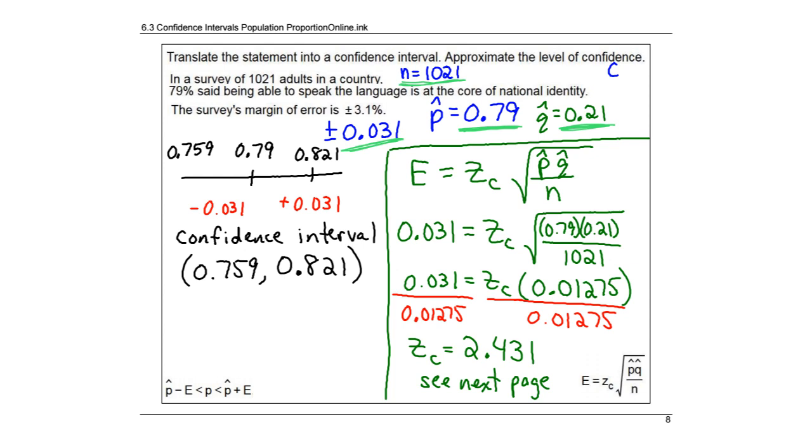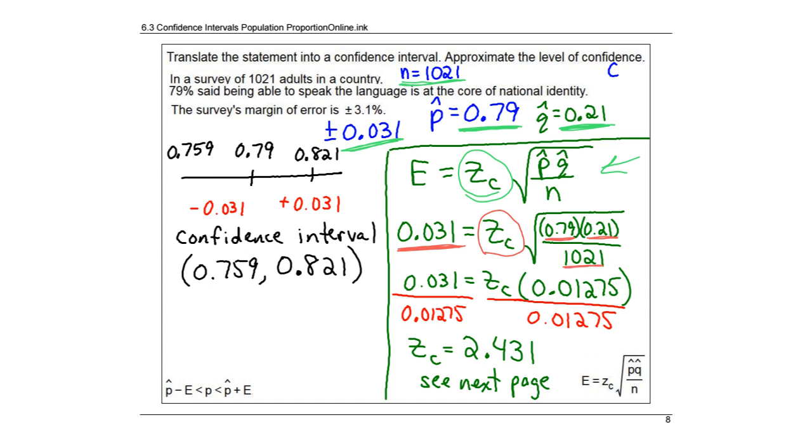They want to know z of c. And so we are going to have to do a little extra work with this. We're going to take our formula for the margin of error. We have everything we need except z of c, and that makes sense because we're looking for c. So let's put in everything we know. So we know our margin of error, that's 0.031, and that goes on the left-hand side. We don't know z of c, that's what we're looking for. We do know p hat, we know q hat, and finally we know our sample size.